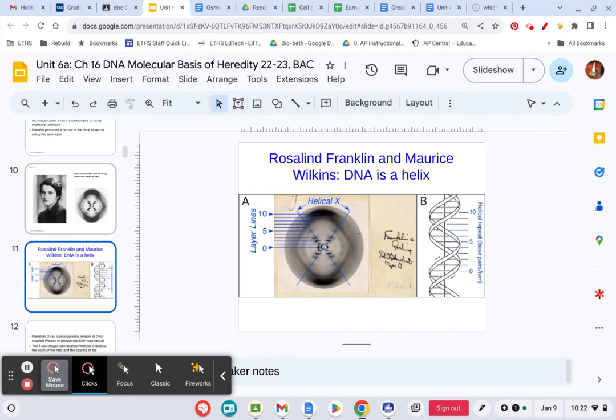It was later. And Franklin would have probably taken part in that Nobel Prize, but they don't give the Nobel Prize posthumously. You know what that means? After you die. So she was already dead by that point. You know why she had died? Anyone study this? Cancer.